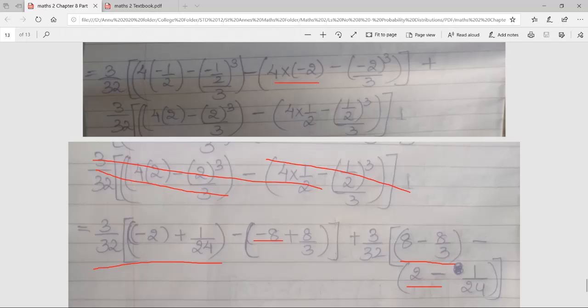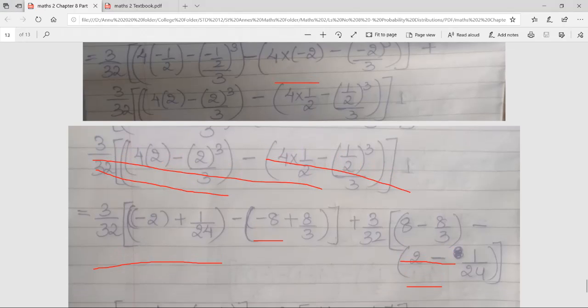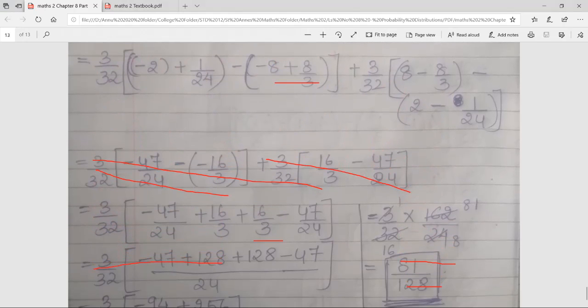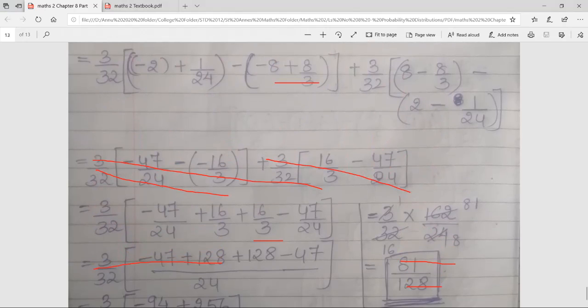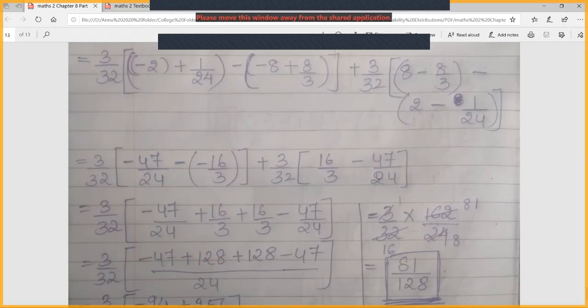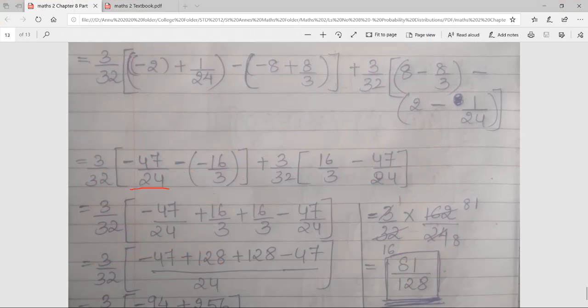So I hope you all are clear up till here. Now we'll be solving it further. We'll be rationalizing the brackets and the denominators as well. So just give me a second, class. All right, so I'll cross multiply. 24 into minus 2 gives me minus 48. Minus 48 plus 1 gives me minus 47 by 24. Minus 8 3s are minus 24. Minus 24 plus 8 gives me minus 16 by 3. Similarly, 8 3s are 24, 24 minus 8, 16 by 3. 24 2s are 48, 48 minus 1, 47 upon 24.